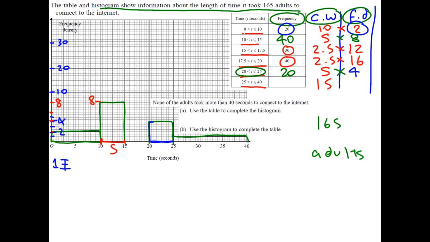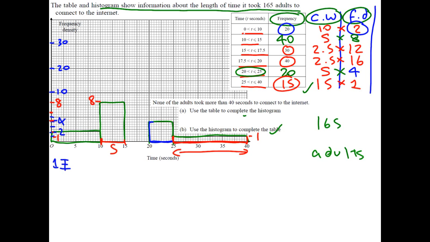Next one, 25 to 40, quite a large one. Well, long anyway. 25 to 40, so it's going to be 15 across, as we talked about. This goes up to literally just 1. Okay, so it's 1 there. 15 times 1, that just represents 15 people. So we filled in the table, and we need to fill in the histogram. We actually did B before A, but who cares?